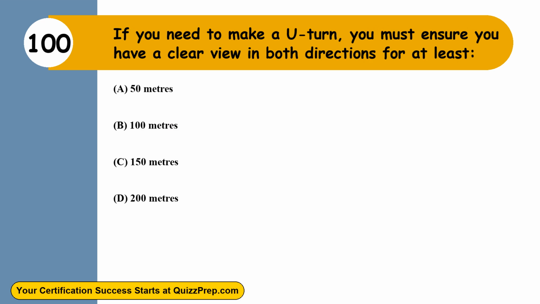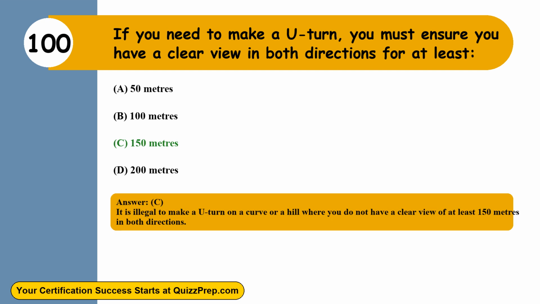Question 100. If you need to make a U-turn, you must ensure you have a clear view in both directions for at least: Option A, 50 meters. Option B, 100 meters. Option C, 150 meters. Option D, 200 meters. The correct answer is option C, 150 meters. It is illegal to make a U-turn on a curve or a hill where you do not have a clear view of at least 150 meters in both directions.